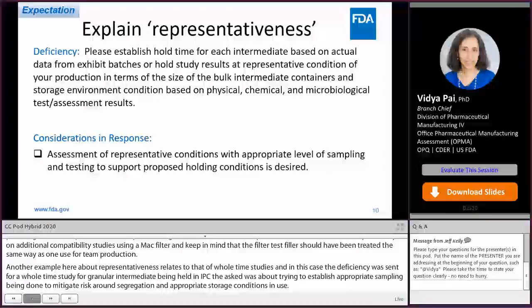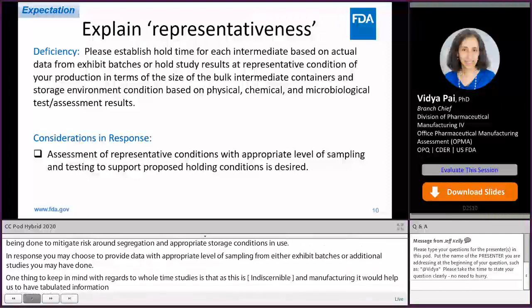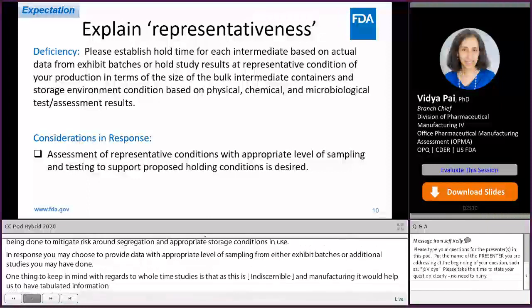One thing to keep in mind with regards to hold time studies is that as this is a pause in manufacturing, it would help us to have tabulated information that provides ranges for each hold time, should there be one, between significant manufacturing stages.